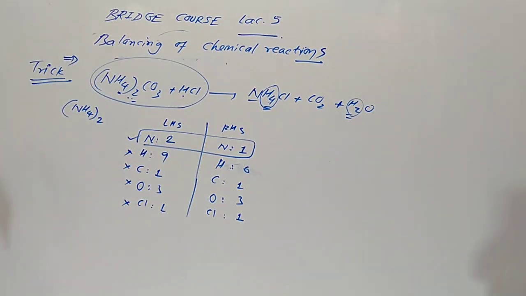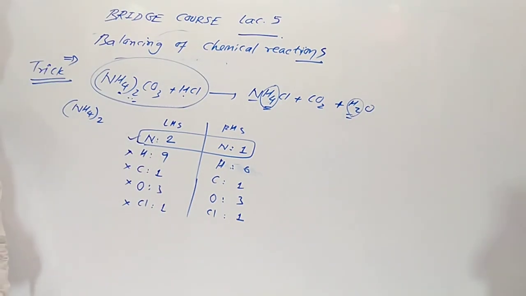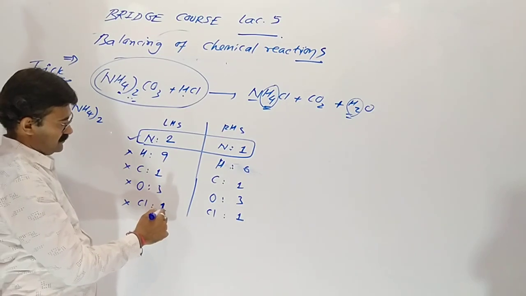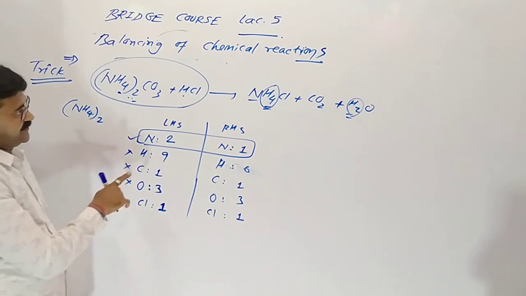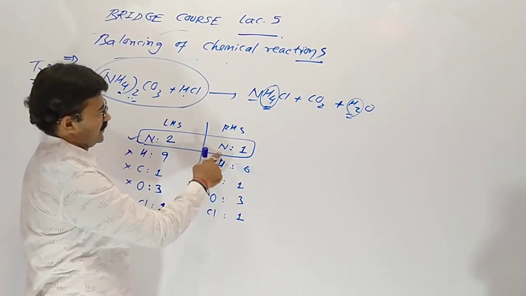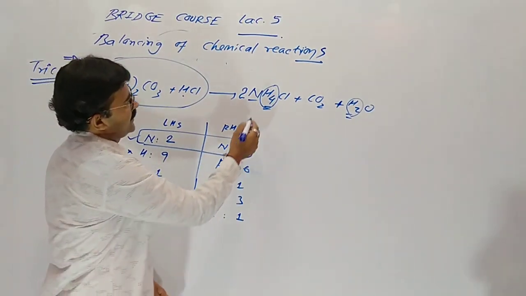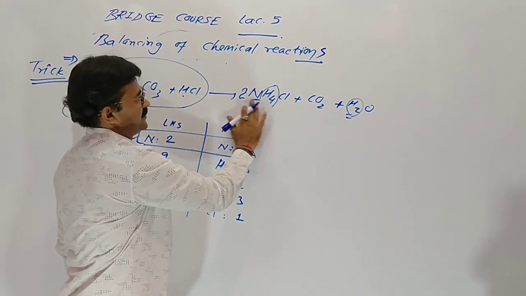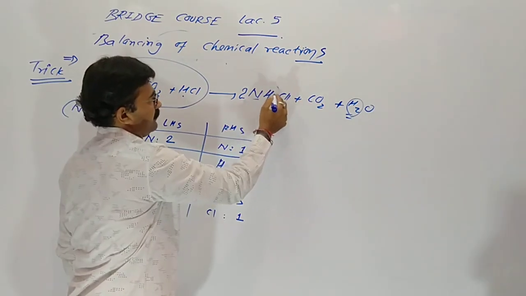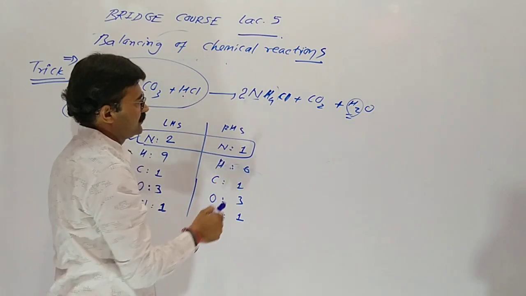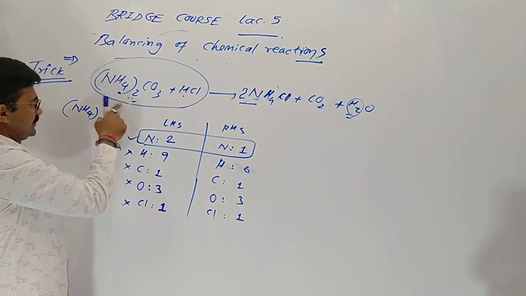So never make this mistake. Understood? Use my trick. Here nitrogen 2, here 1. So here 2. Don't put the 2 here; it is not allowed. Multiply the whole compound by 2. So 2 nitrogen, 2 nitrogen. Clear?